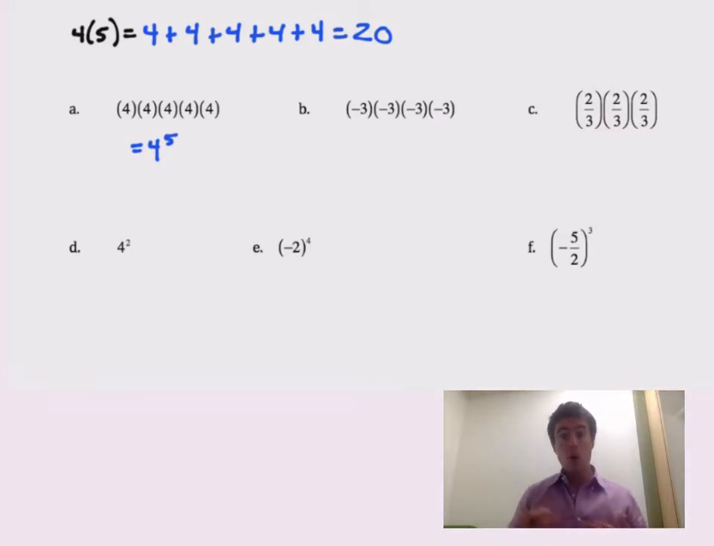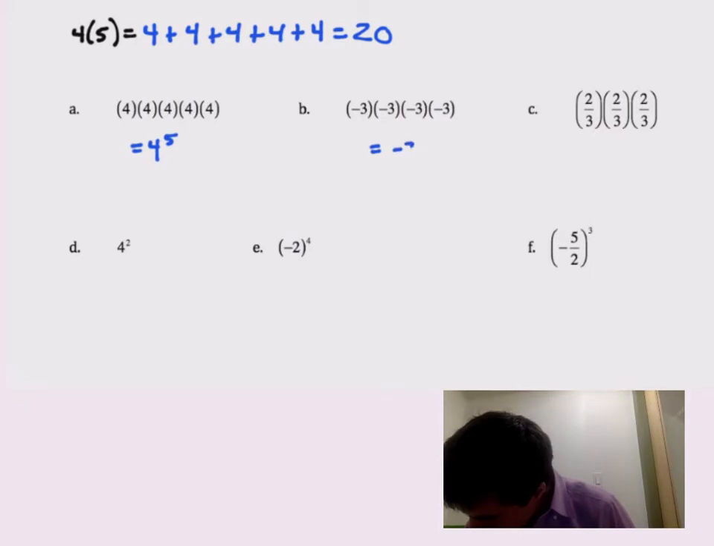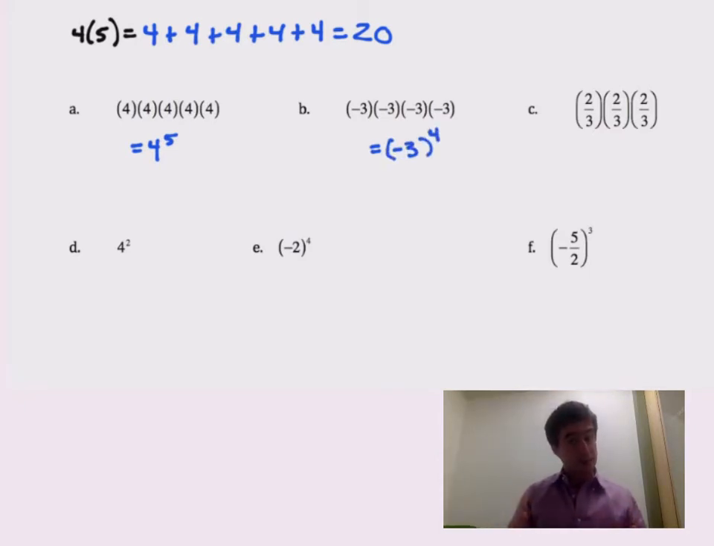In our second example, we're multiplying negative 3 by itself 4 times. So how do we write that? We're going to write that with a negative 3 in parentheses, and we're going to raise that to the 4th power. That means take negative 3 and multiply it by itself 4 times.